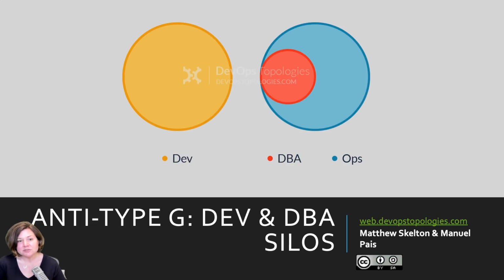We've got the developers all in one group. And then we've got an operations group that's separate from that, and the DBAs sit within the operations group, right? There is no overlap between the DBAs and the developers. Things are kind of thrown over from one group to the other, right? But we're really, really separate.